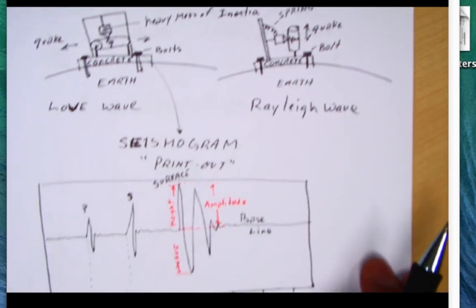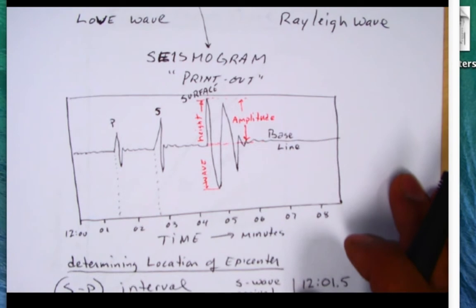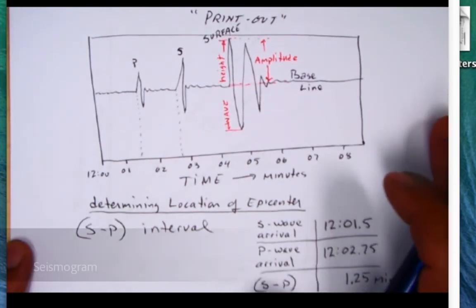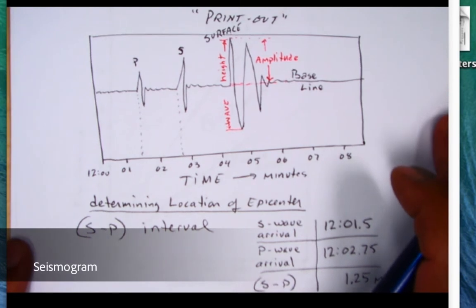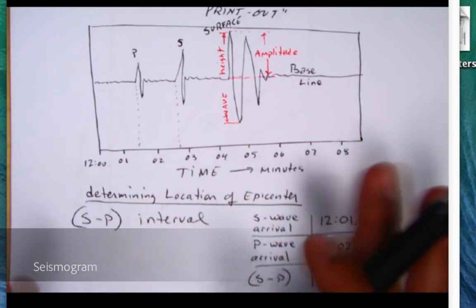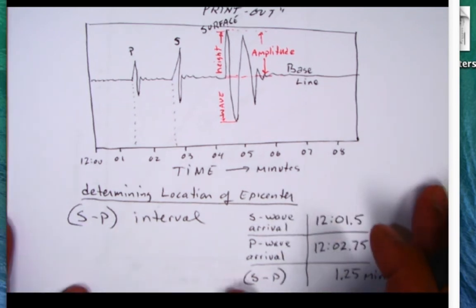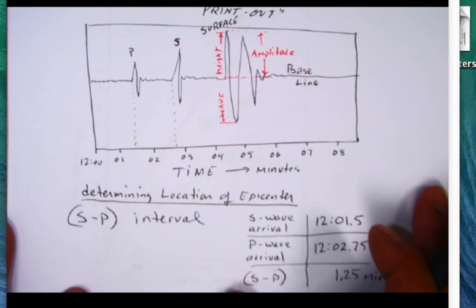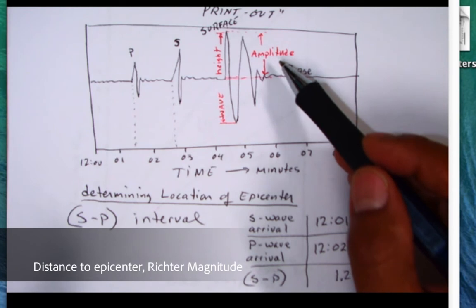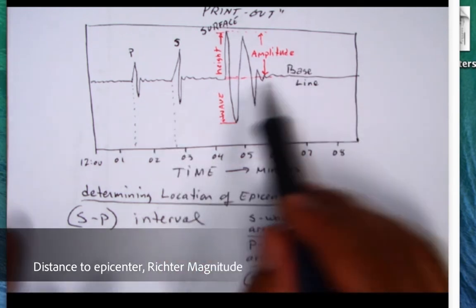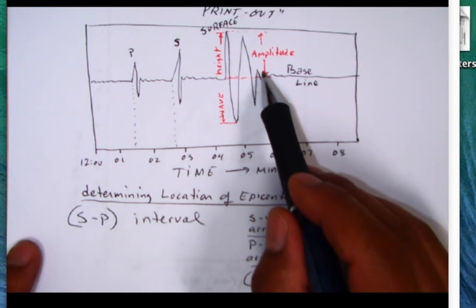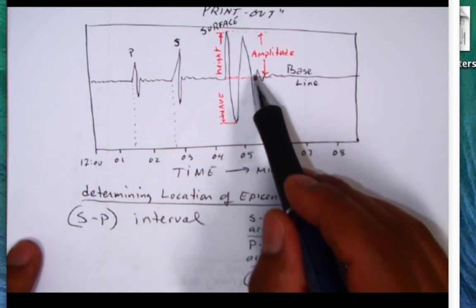Now remember, the seismogram is a printout, and we get a really important piece of information off it. We can determine the distance to the epicenter by looking at this seismogram. We could also measure the Richter magnitude based on the amplitude of the wave here. So those are really two pieces of information we can get: the distance to the epicenter, plus the magnitude of the local shaking, or the Richter magnitude.